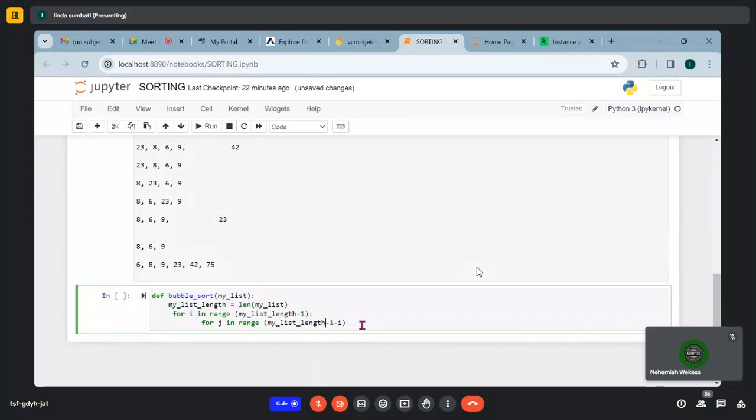So the reason why we are subtracting the I is to avoid checking the already sorted values at the end of the list. You can leave it, there is no problem, but this just makes it easier. Why will my program go ahead and check 75 when it has already been sorted at the end? Why will it go back and compare with 42 when 42 is already at the right position? So that is the reason why the -1 is coming in. Okay?